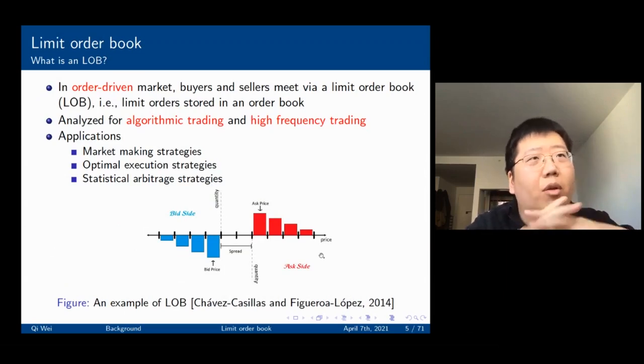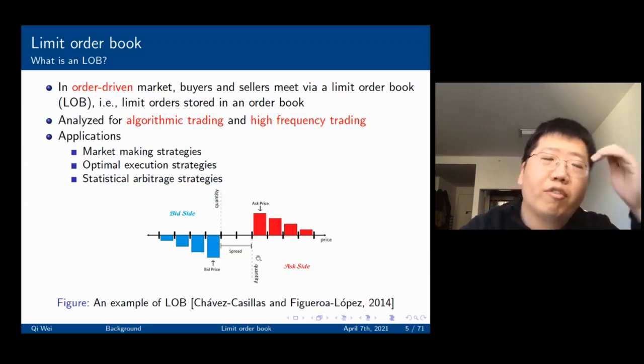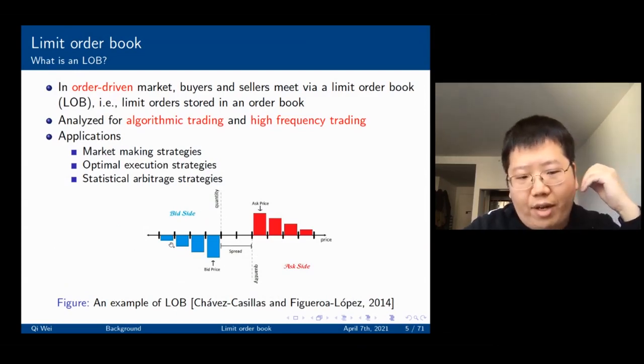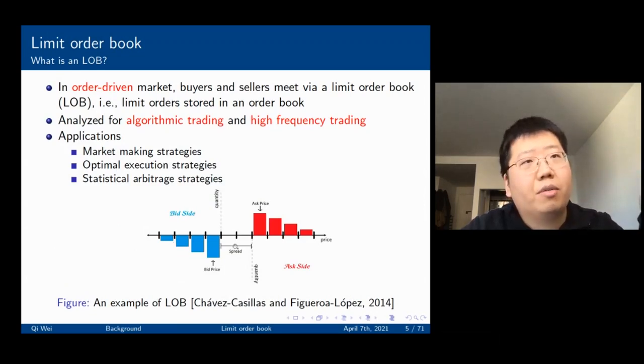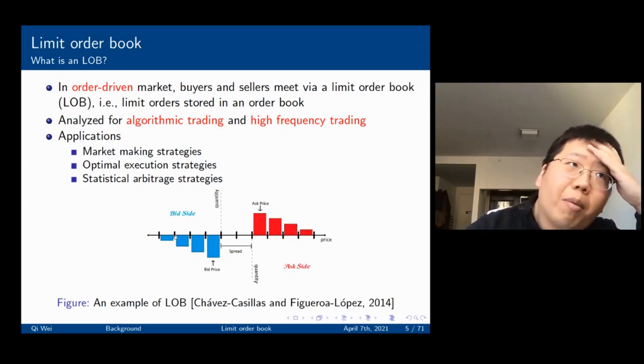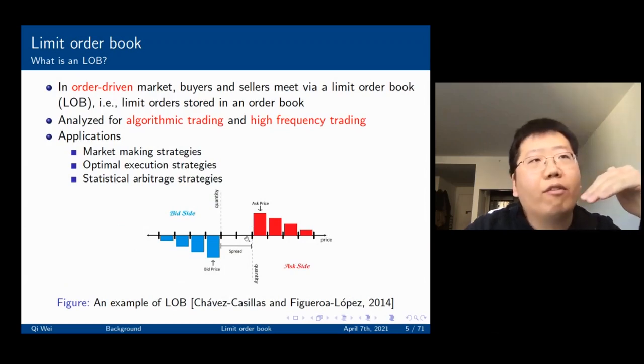So what is a limit order book? Here's a quite straightforward realization of what the order book looks like. Basically we have the buy and the sell. Buy is the bid side, the ask side is the sell. Each color bar represents a different price. If you walk towards the right, the price is going up. If you walk towards the left side, the price is going down.